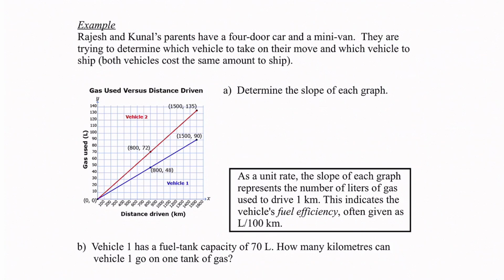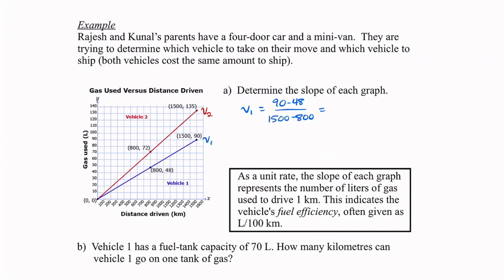So first thing I'm going to do is I'm just going to label these graphs. That one is, they called vehicle 2. And then this blue line here was vehicle 1, so I'll call that V1. So I want to determine the slope of each graph. So let's do V1 here first. So that is going to be the change in the y's. We went from 48 to 90, so I can take 90 and subtract 48. And then I'll divide by our x's. It went from 800 to 1500. So we got 1500 subtract 800.